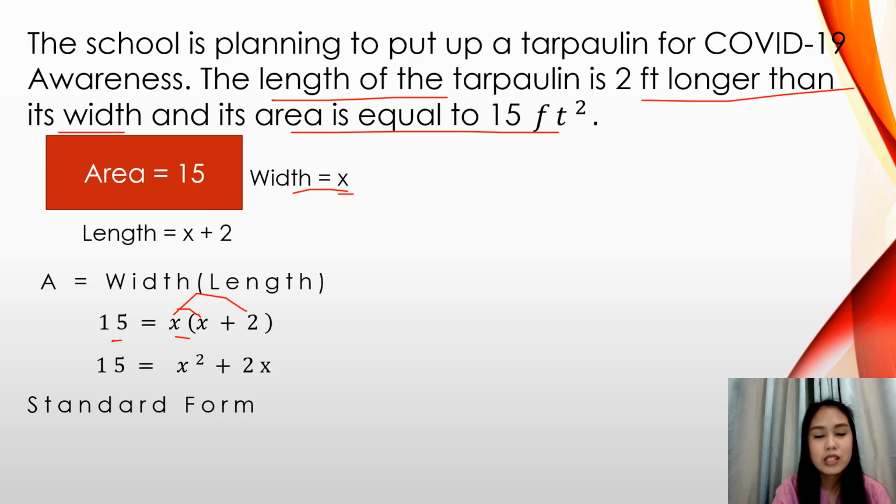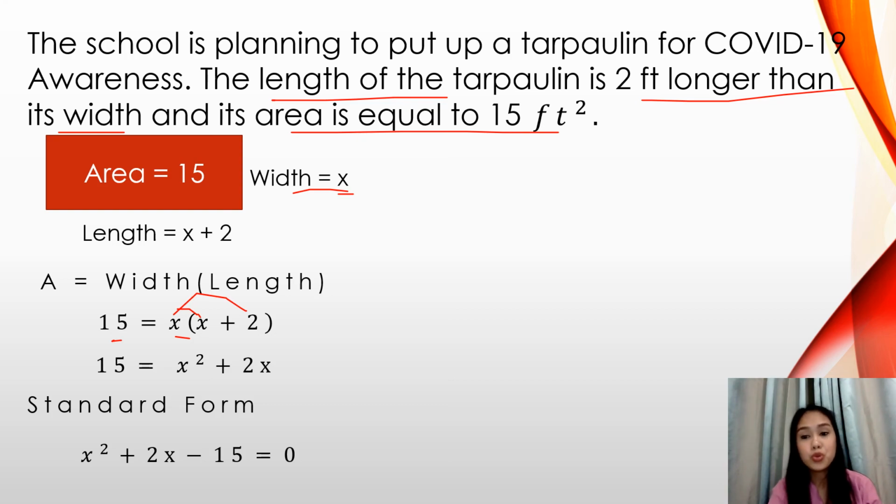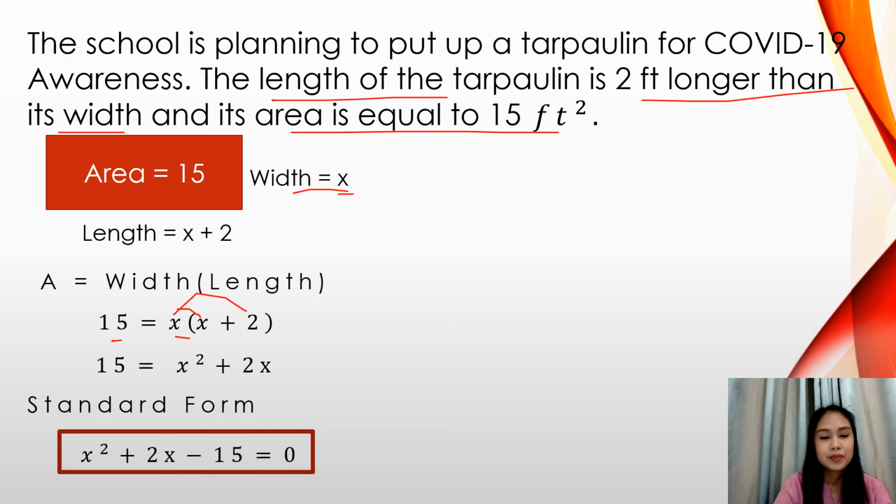So we get the standard form. That would be x squared plus 2x minus 15 equal to 0. Now this quadratic equation, we have to find the value of x so that we can identify the measurement of the width and the length. So we can also use factoring here. We just get the values, factors of 15.